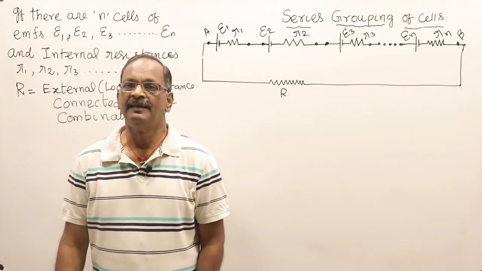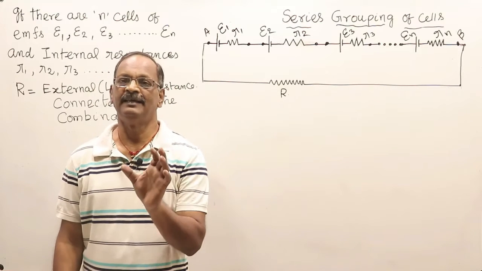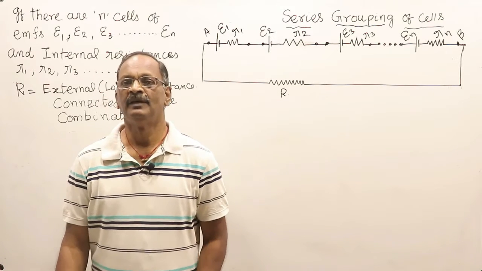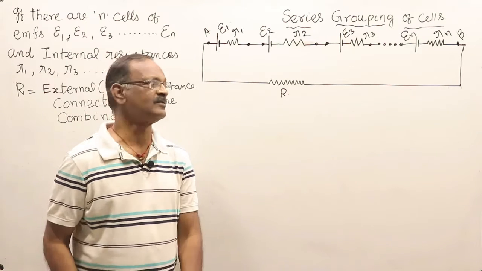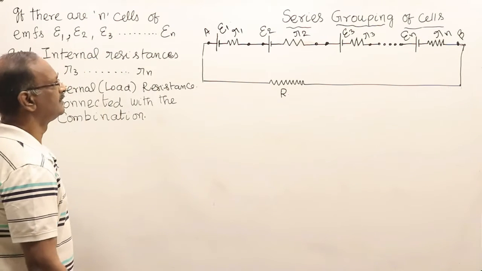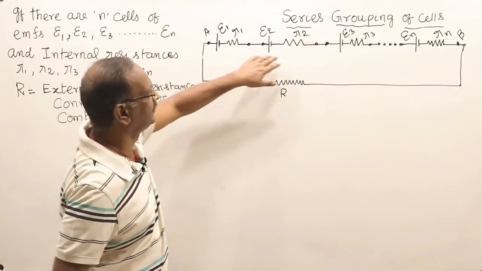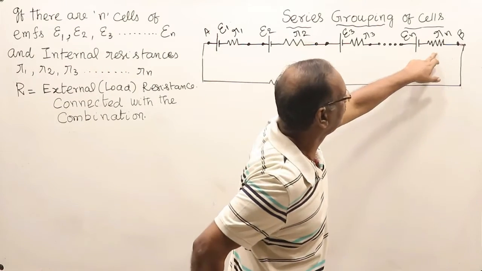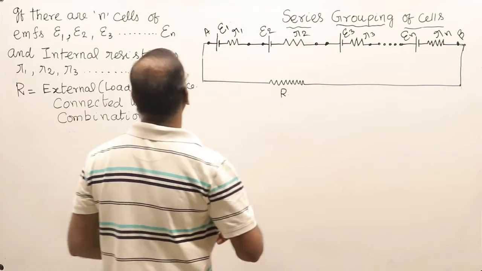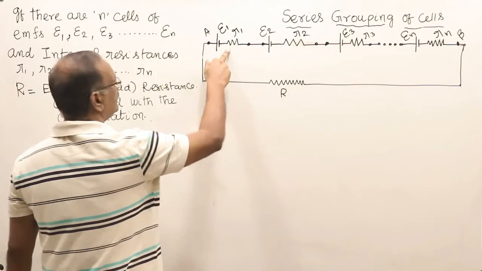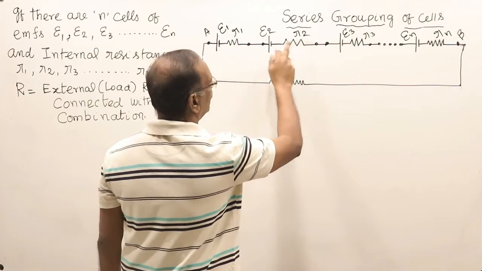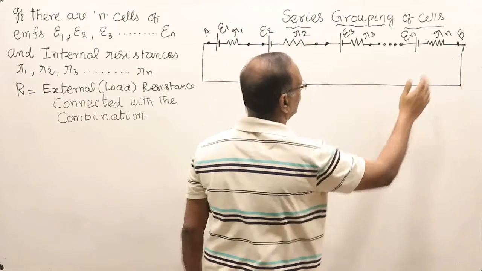When we connect n number of cells of different EMF and different internal resistance, we need to find out, for the cells in series, what is the total current. Suppose there are n number of cells, 1, 2, 3, 4 up to n, with EMF E1, E2, E3, E4 and internal resistance of each cell R1, R2, R3 and Rn.